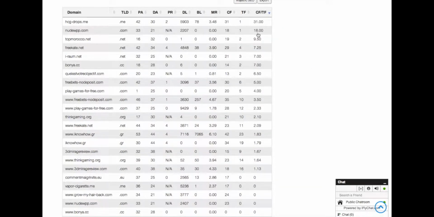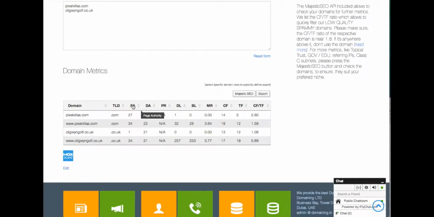The following examples demonstrate the accuracy of the CF-TF ratio. Let's look at two domains. Both have a page authority of 34 but different CF-TF ratios. While this domain has a ratio of 0.89, the other has a ratio of 1.58, which would be fine for both. But looking at the CF-TF ratio of the domain without www, we realize that this one has a ratio of 2.80, while the other has a 1.08.